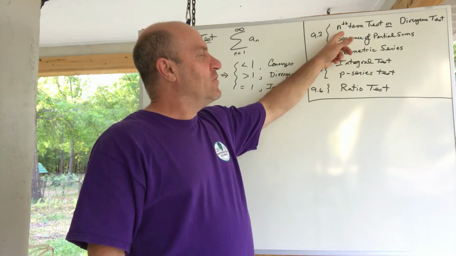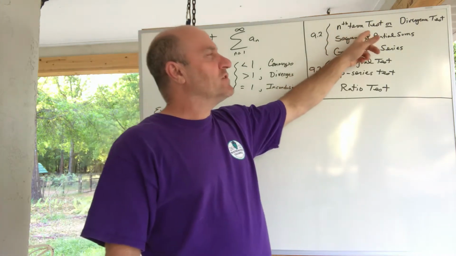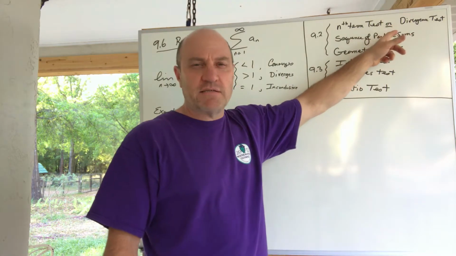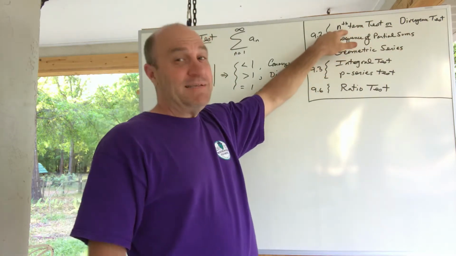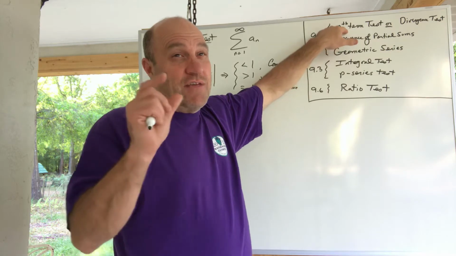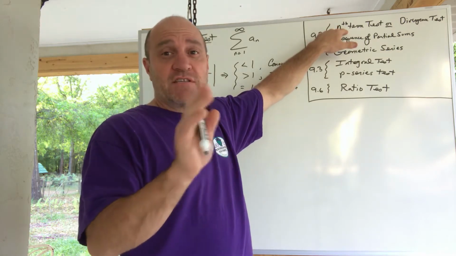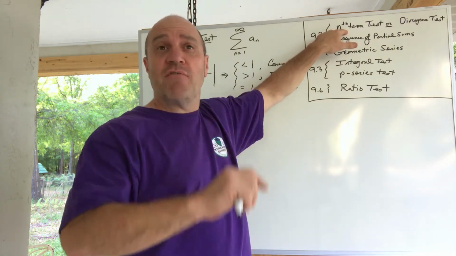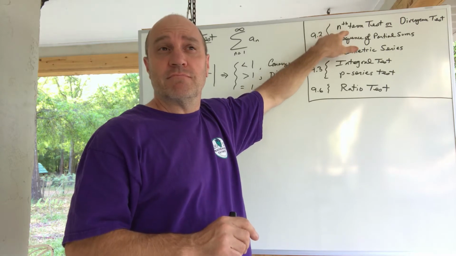Anyway, back in 9.2, we had the nth term test, or I call it the divergence test sometimes. Do you remember what that one was? That's a good one. You take the limit of the nth term. If it's not 0, the series diverges.